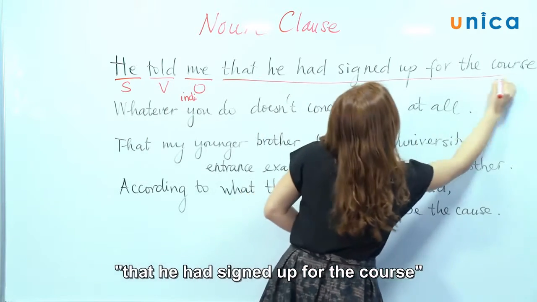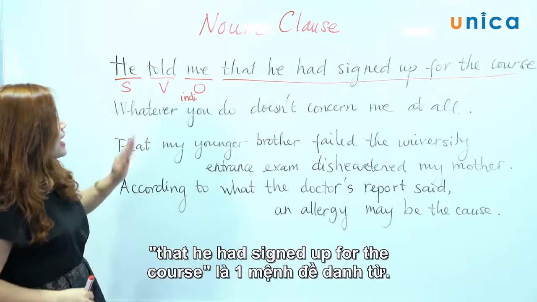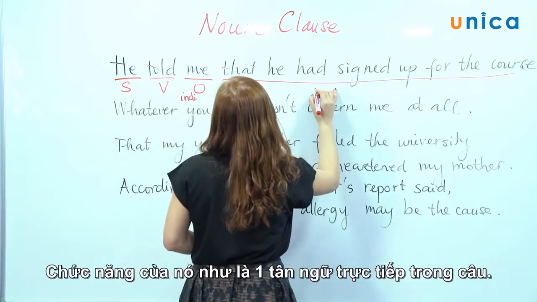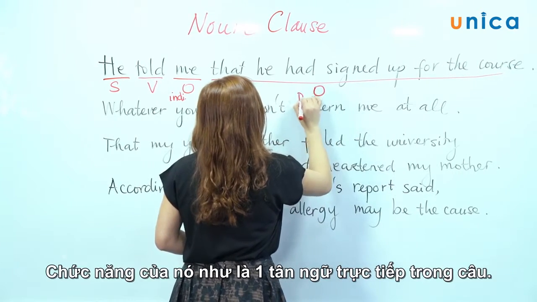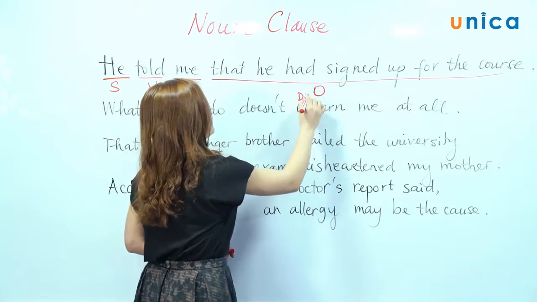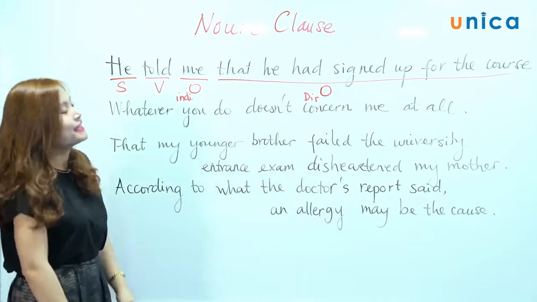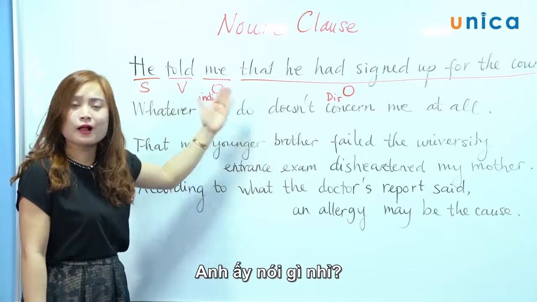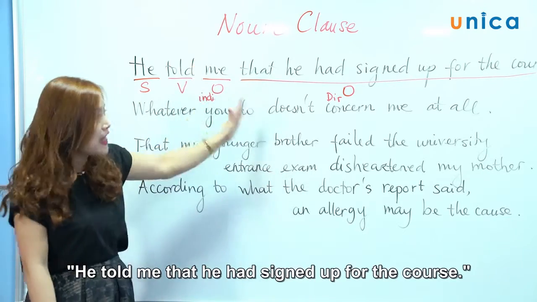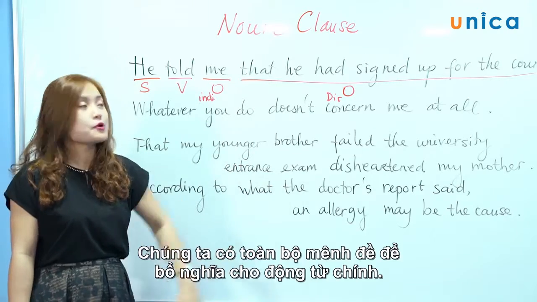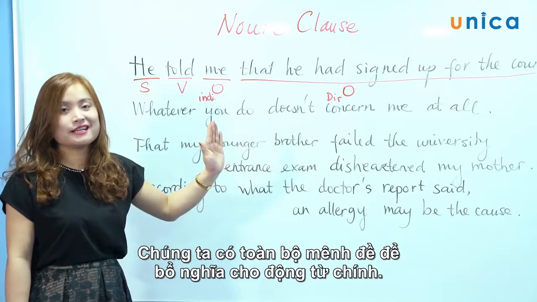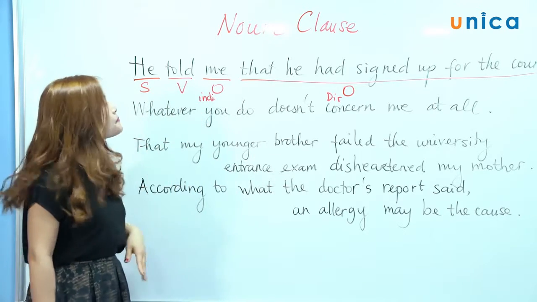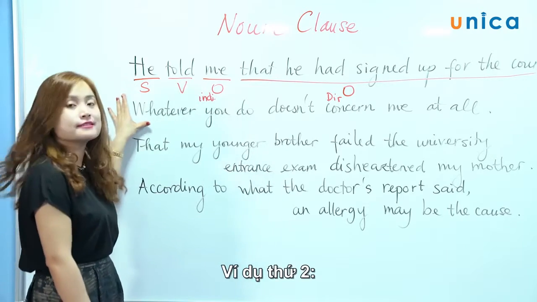That he had signed up for the course. That he had signed up for the course is a noun clause. That functions as the direct object of the sentence. He told me what? What did he tell me? He told me that he had signed up for the course. So we have the whole clause to modify the main verb, told, in a sentence. That's great.